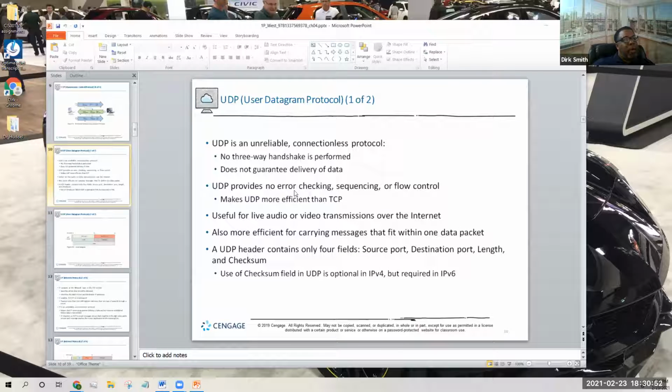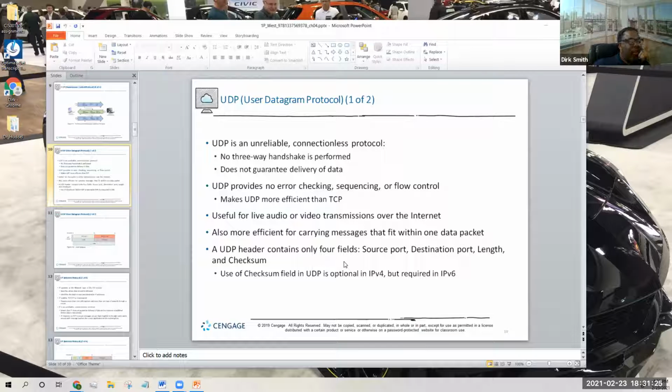UDP provides no error checking, sequencing, or flow control. That makes UDP more efficient than TCP/IP, because it's faster. What they're saying here is that it's not checking for errors and it's not going back and forth asking, are you there? If it's there, it communicates, and if it's not, it goes the other way. It's useful for live video and audio transmission over the internet. It's also more effective when carrying messages that fit within one data packet, so small data sets and things like that.